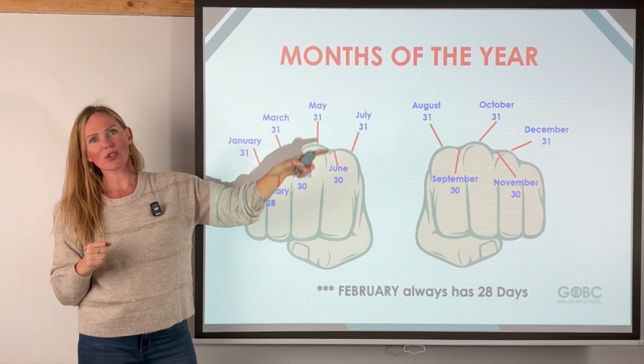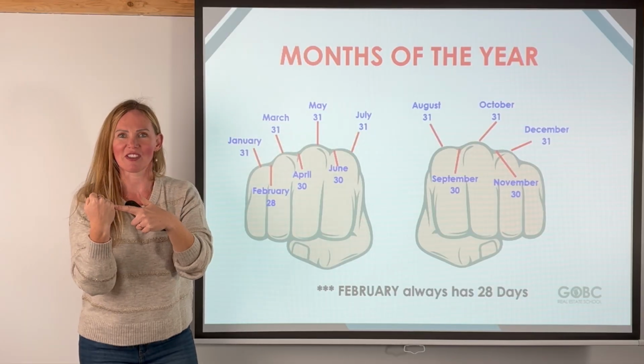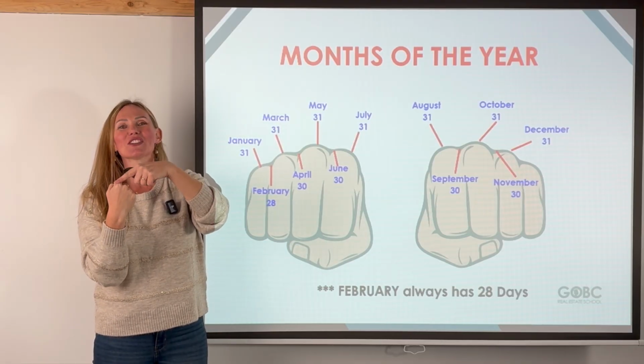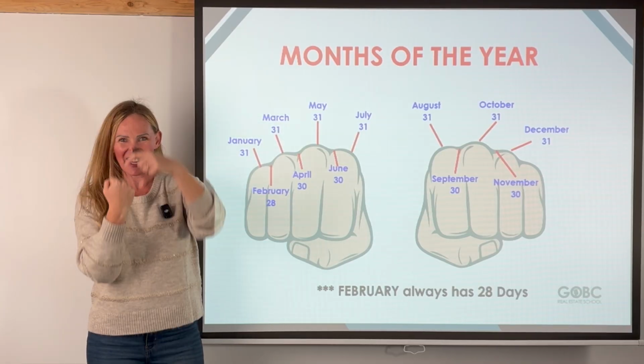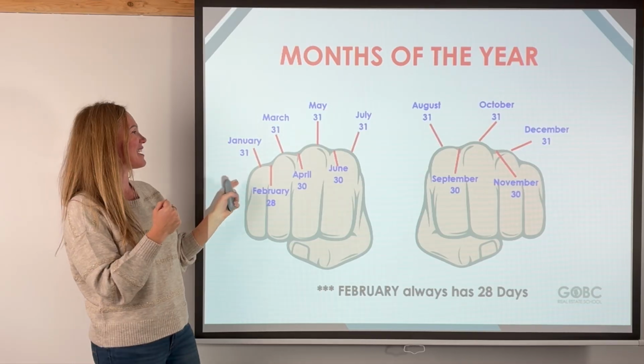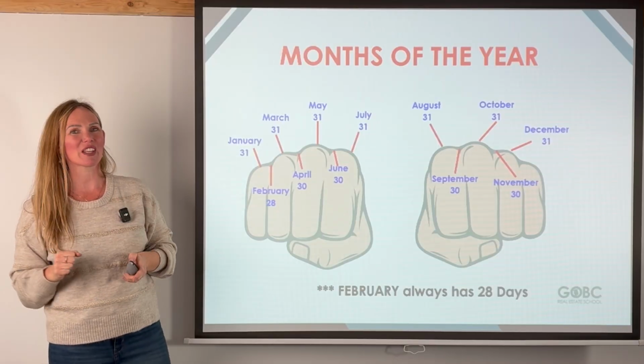So use your knuckles. Okay, I had a student in my class who said, but this knuckle is bigger than this one. She passed the exam. Doesn't matter. If it's on the top, that's your 31, right? If it goes in, that's your 30 days. So don't question too much, right? If that works, use it, or you just memorize it because you need to know your dates, okay?